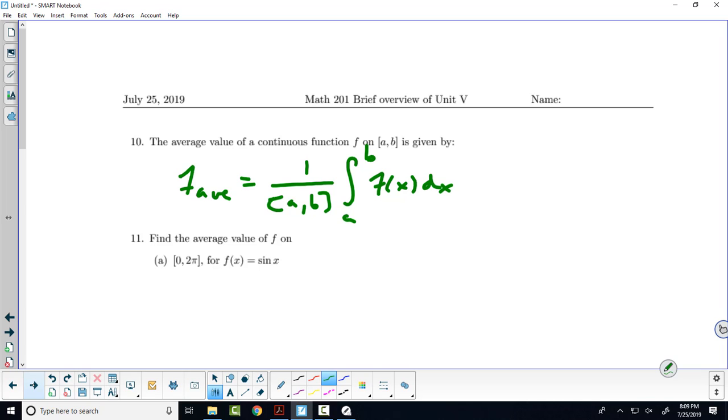Oops, I don't know why I wrote that. Sorry, that's nonsense. I'm getting tired. I should have written b minus a, the length. Sorry, that was nonsense. Didn't help us conceptually see though.